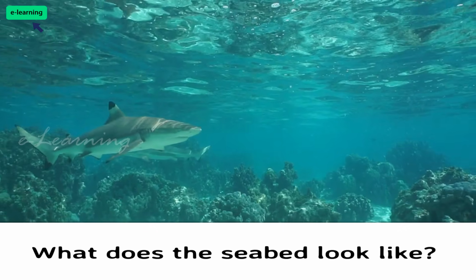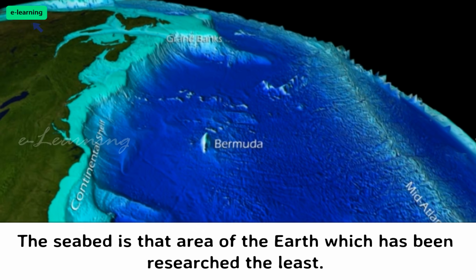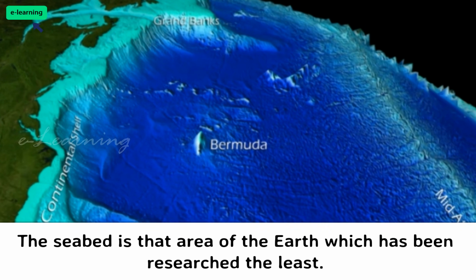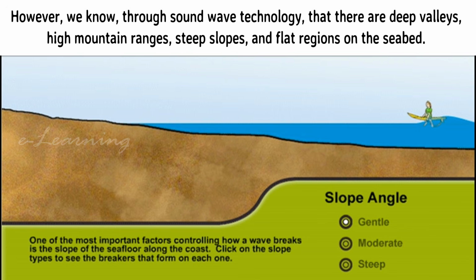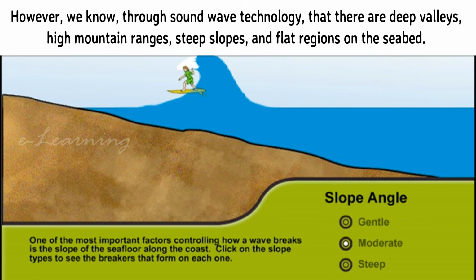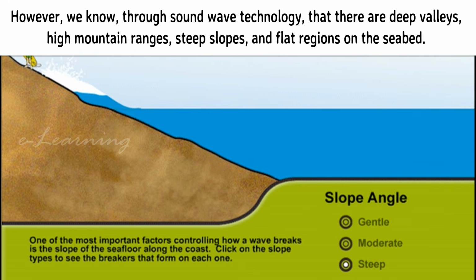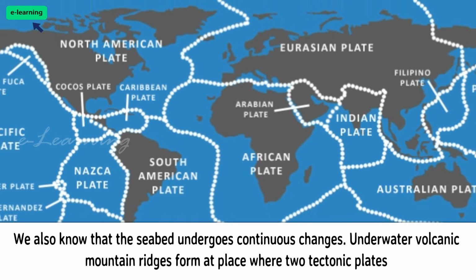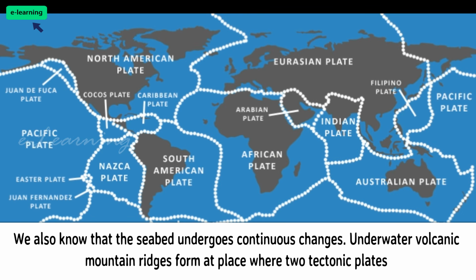What does the seabed look like? The seabed is that area of the Earth which has been researched the least. However, we know, through sound wave technology, that there are deep valleys, high mountain ranges, steep slopes, and flat regions on the seabed. We also know that the seabed undergoes continuous changes.